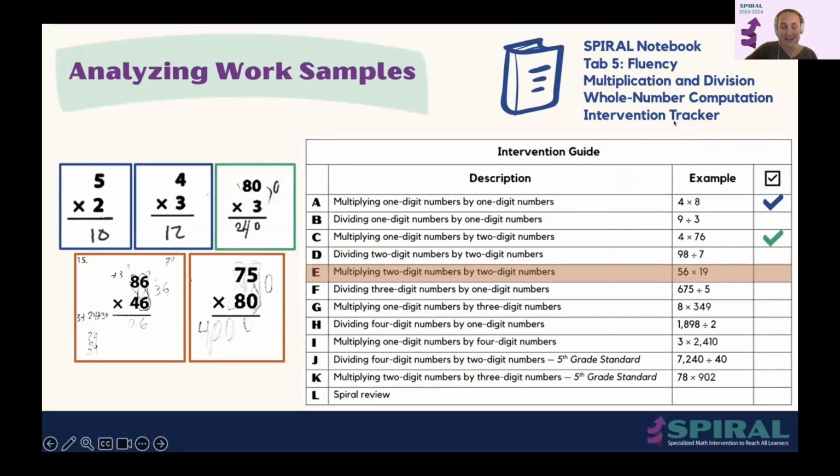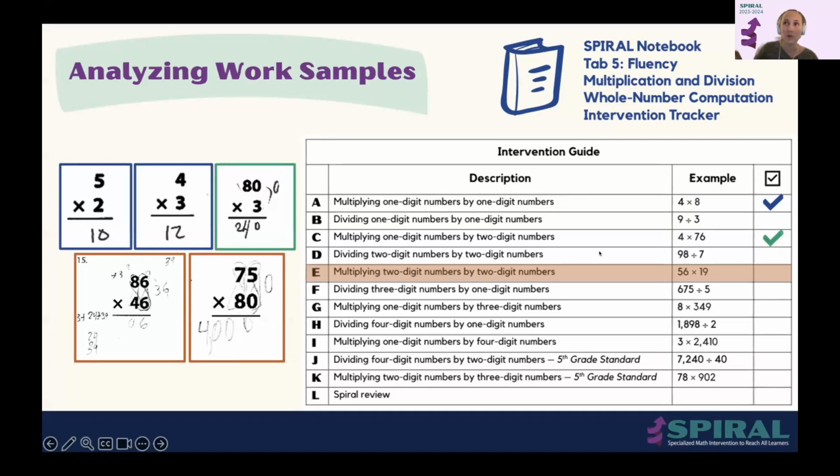So this is an example of not necessarily a small misconception, not necessarily a bug, but an opportunity to provide instruction. So for example, we've given y'all the addition and subtraction whole number computation intervention tracker, as well as the multiplication and division whole number computation intervention tracker. So for this student, you might see, well, great, they have mastery of multiplying one digit by one digit numbers. But here they're really needing some intervention with multiplying 2-digit numbers by 2-digit numbers.